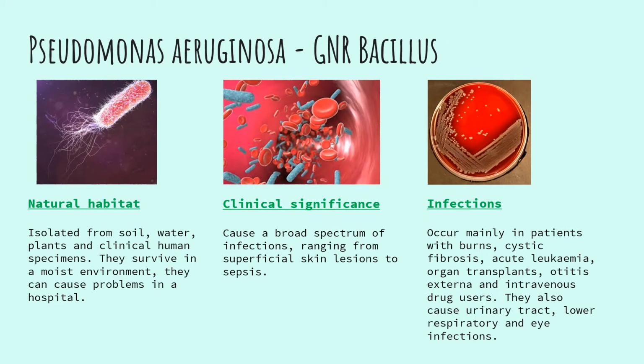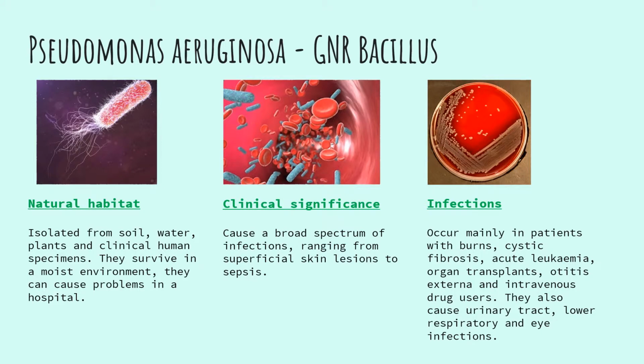Organism 2. Pseudomonas aeruginosa, gram-negative bacillus, widely distributed in nature, isolated from soil, water, plants, and clinical human specimens. It is also found in most man-made environments throughout the world. Because they survive in a moist environment, they can cause problems in a hospital. Pseudomonas is found in all types of aqueous solutions, including disinfectants, soap, eye drops, dialysis fluid, sinks, etc.